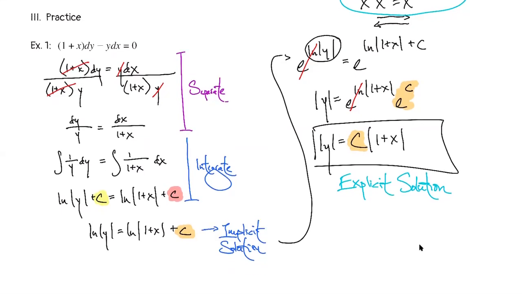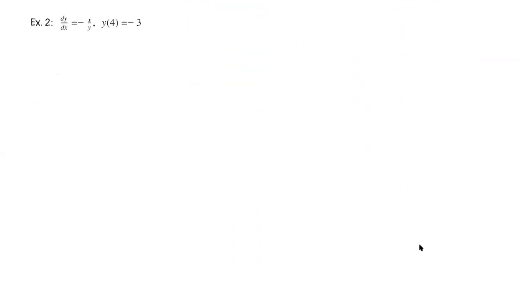All right, so let's take a look at example number 2. All right, so we've got dy dx equals negative x over y. This right here is our differential equation, okay?